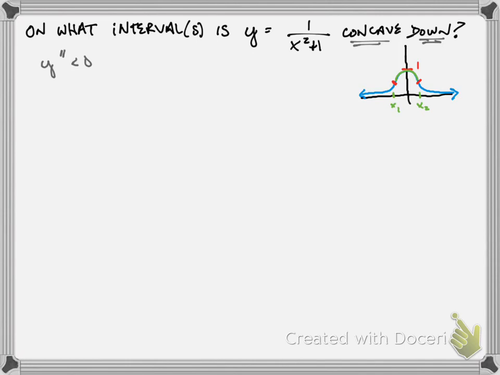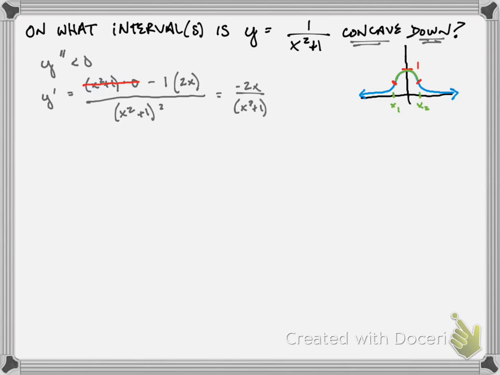Well, to find y double prime, we first need to find y prime. I'm going to use the quotient rule. So y prime is low times d high minus high times d low over low squared. We can certainly clean that up because we know that x squared plus 1 times 0 is 0. And so we get negative 2x over the quantity x squared plus 1 quantity squared.